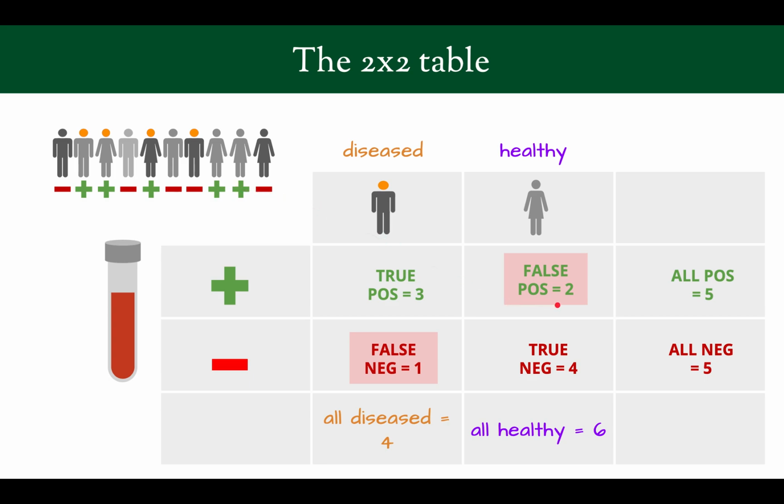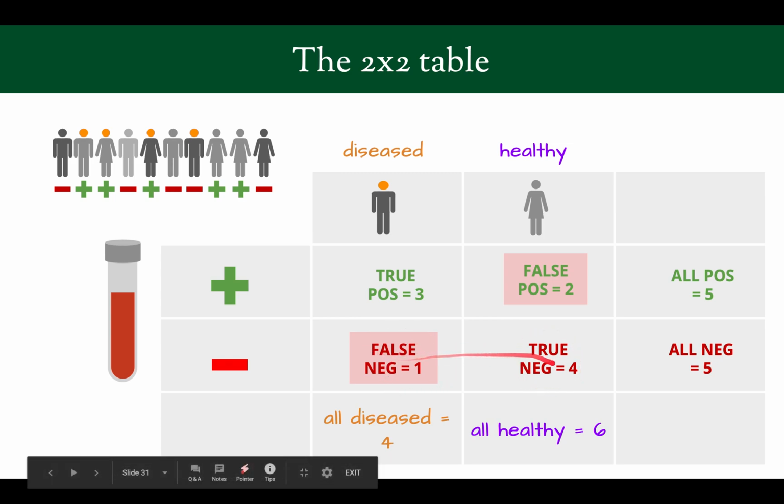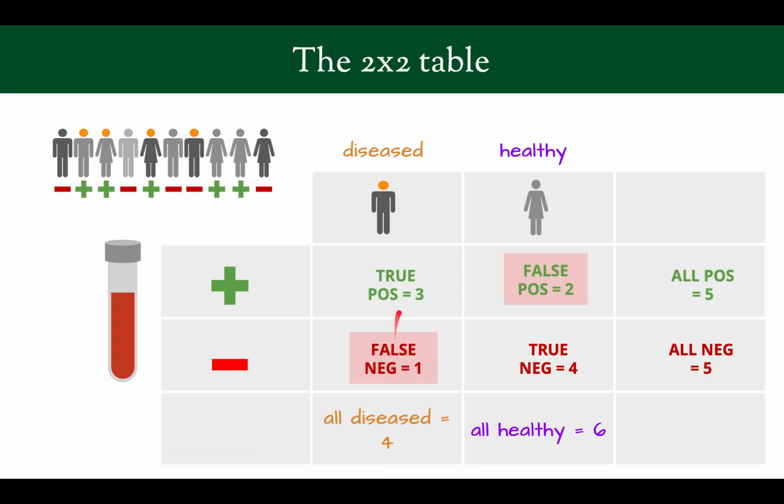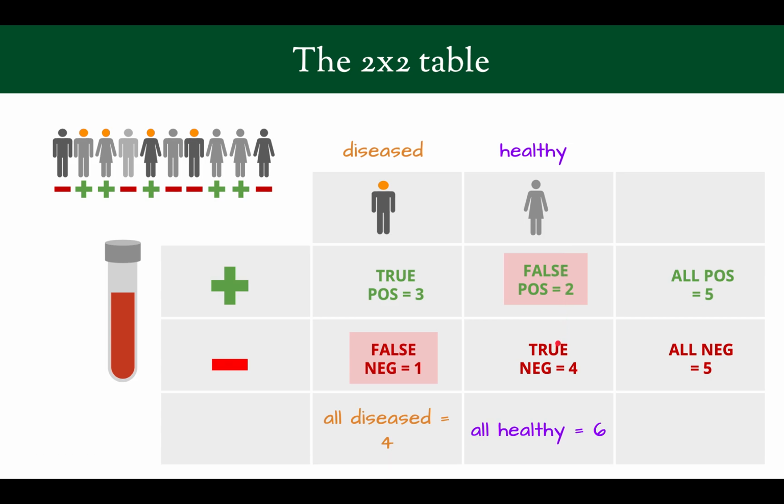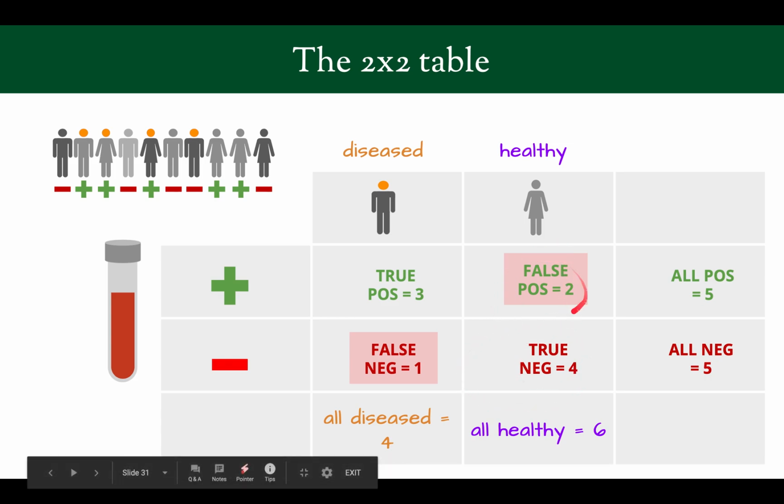So now let's calculate all of our parameters here. Of course, first we can say how many times was the test positive? It was correctly positive 3 times and incorrectly positive twice, so all positives was 5. How many times was the test negative? It was correctly negative 4 times and incorrectly negative once, so a total of 5. And how many people had the disease? We have 3 people that we picked up with the test and 1 we didn't pick up with the test, so 4. And how many people were healthy? We had 4 people that we picked up with the test and 2 people that we did not pick up with the test that were healthy, so 6.